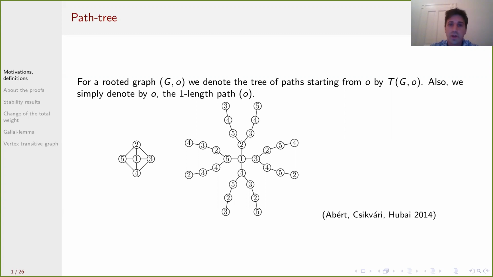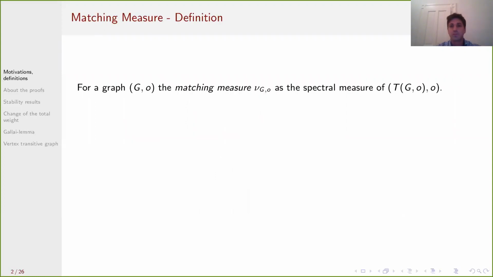This is a well-defined object also for infinite graphs. Here I don't need to specify whether it is a finite graph or not. We only have to specify a root for this construction. So now here's the definition. The matching measure of a rooted graph G, O. I say rooted graph when there is a specified root for the graph. The matching measure will be exactly the spectral measure of this path tree, where we choose the root to be O.